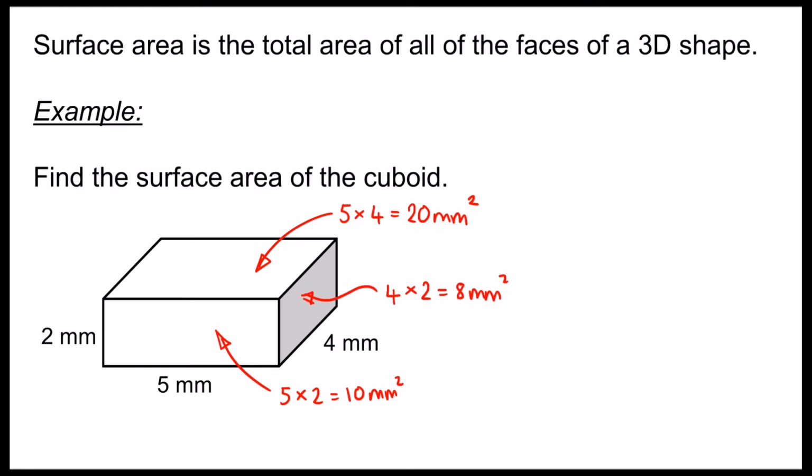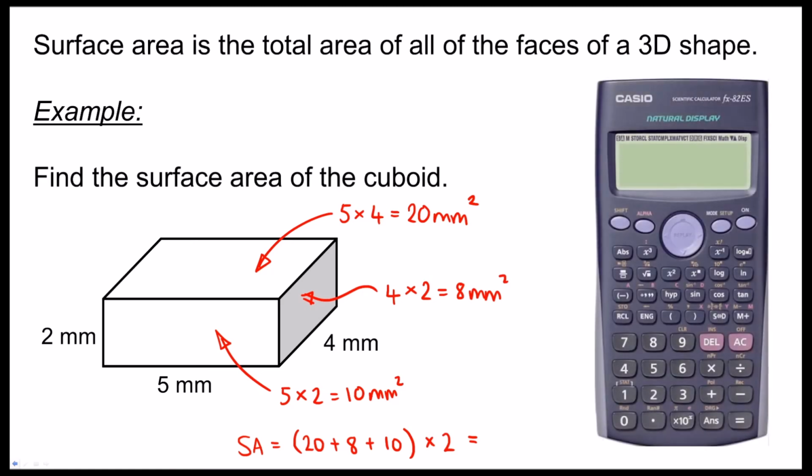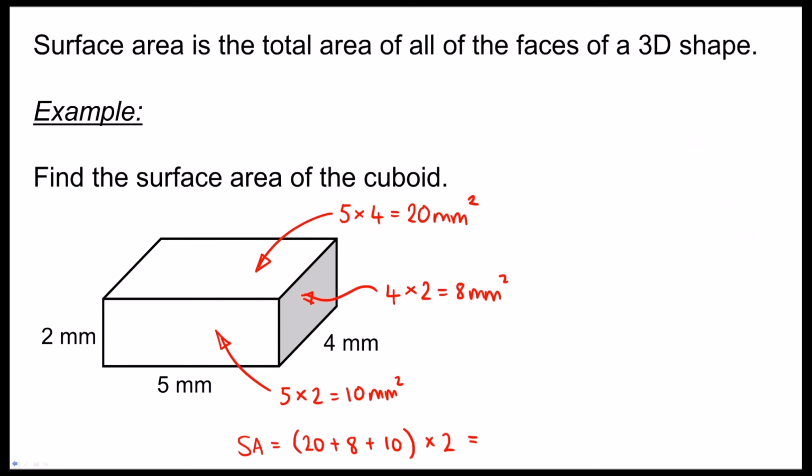So, to get my surface area, I know that I need to add 20 to 8 to 10, which are my three faces, and then double my answer. And I can use my calculator to help me work that out. So I'm going to start off with a bracket and 20 plus 8 plus 10, because I want to work that bit out first. Once I've got that, I can times my answer by 2. That gives me a surface area of 76. So I can say the surface area of my cuboid is 76 millimetres squared.